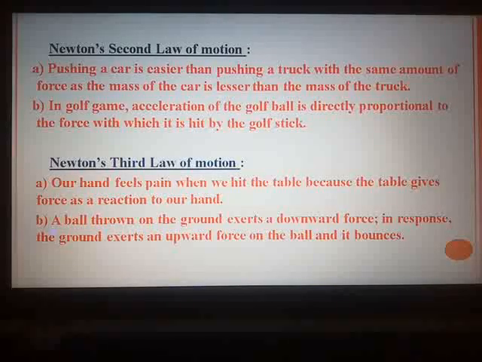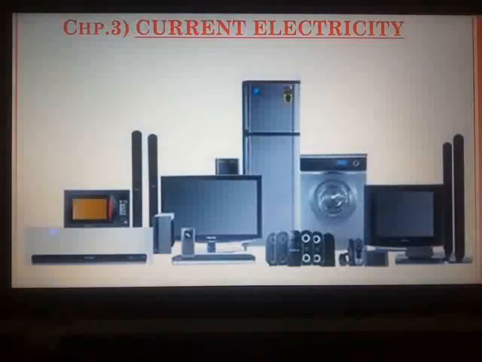Now let us come back to our theory session and begin with a new chapter before the online assessment. One chapter for the terminal exam, that is chapter number 8, useful and harmful microbes, from section B, is already completed in all terms: explanation, discussion of textual and additional questions, everything. Now today we will begin with a fresh chapter from section A, current electricity.